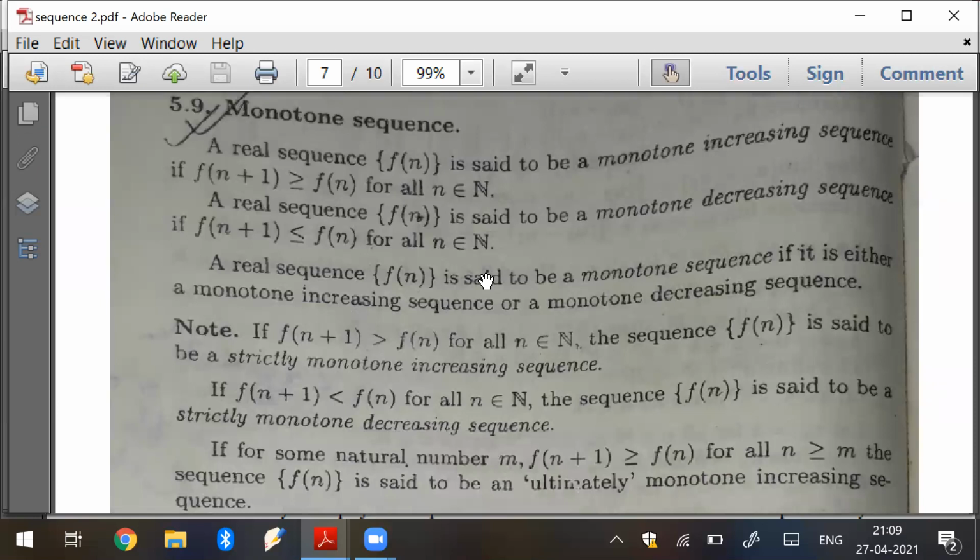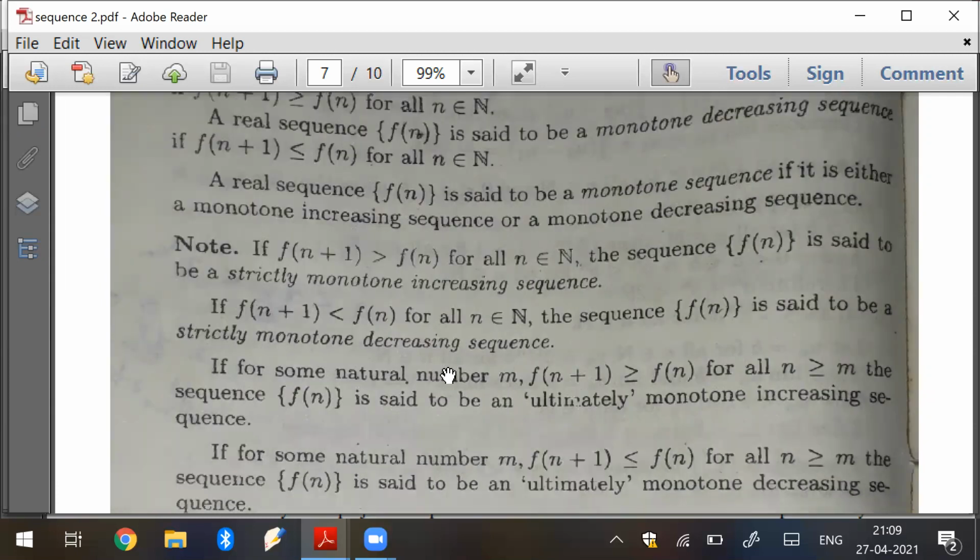So if you take strictly, that means this equality is prohibited or omitted, then you get a strict sequence. That is, strictly monotone increasing if f of n plus 1 is greater than f of n, and strictly monotone decreasing if f of n plus 1 is less than f of n. Okay.